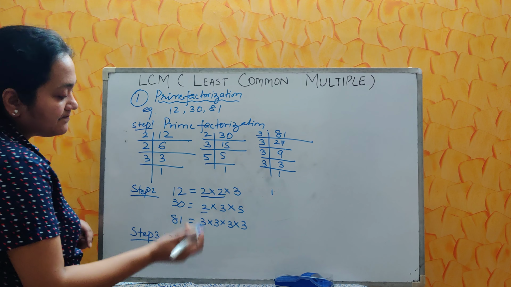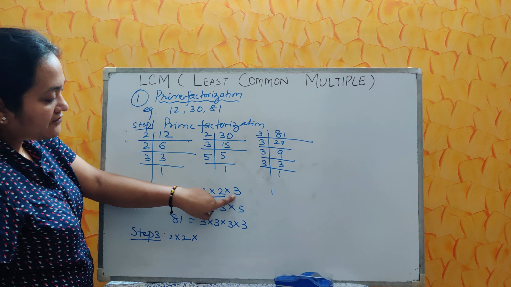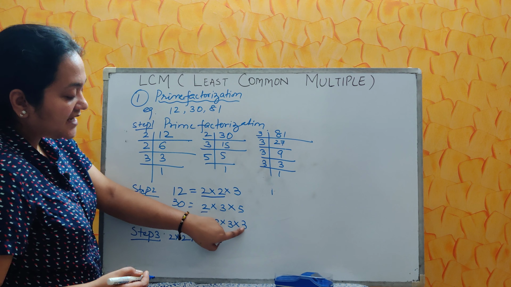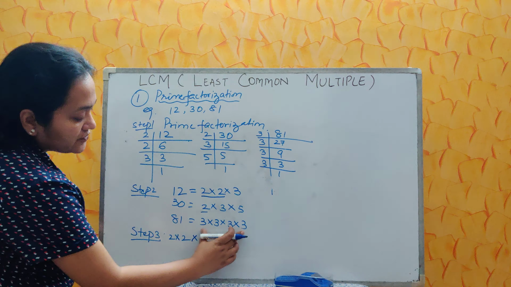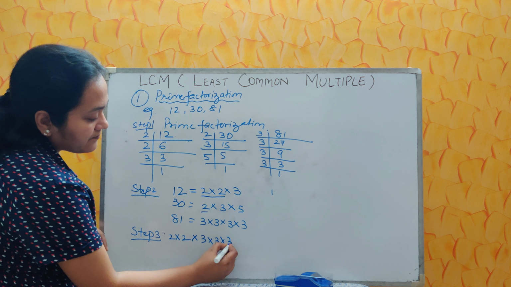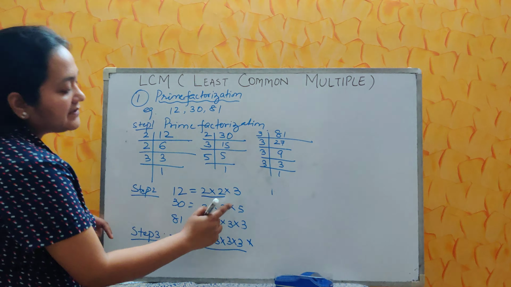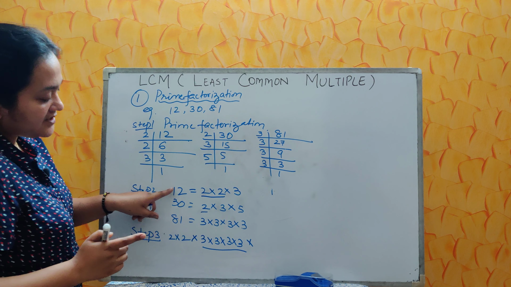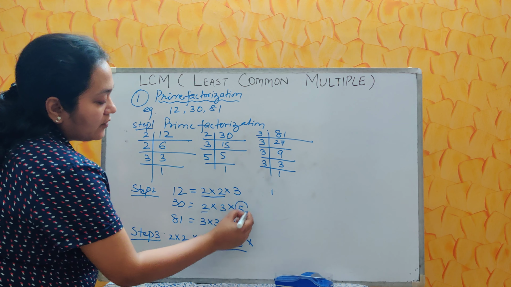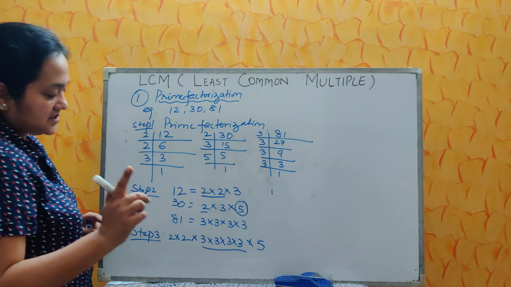Again, the product of 3. 3 is appearing once in 12, once in 30, but 3 is appearing 4 times in 81. So I am going to multiply 3 four times. Now there is also a prime number 5. 5 is not there in 12, 5 is not there in 81, but 5 is appearing only once in 30. So I am going to multiply 5 only once.